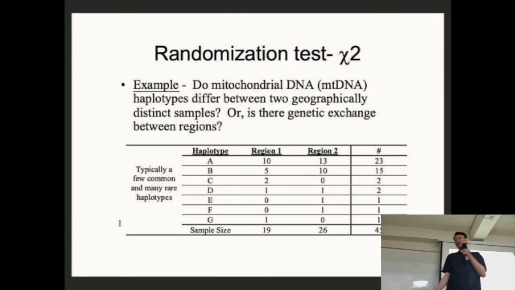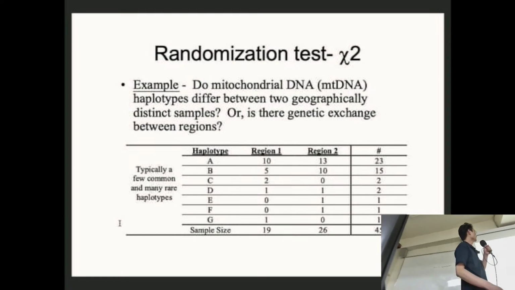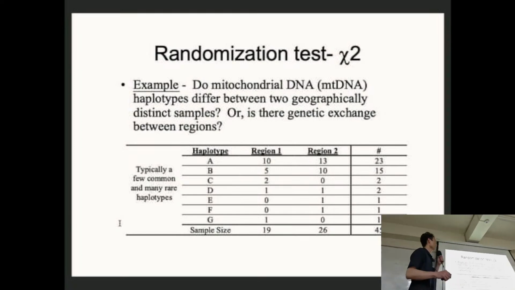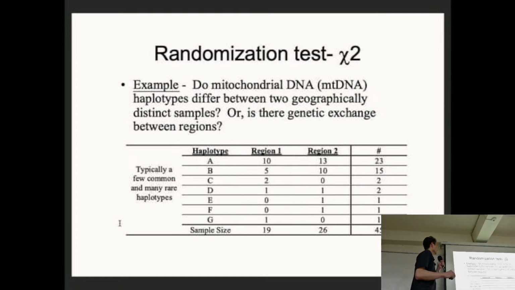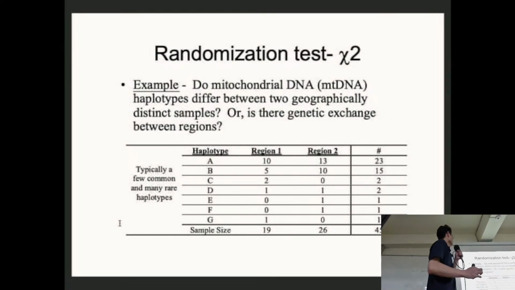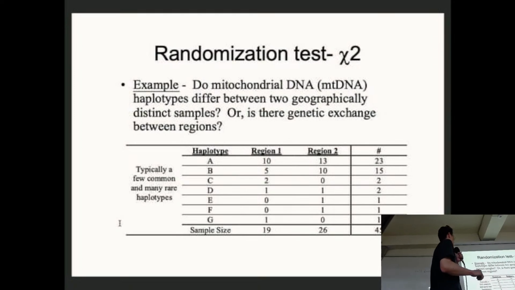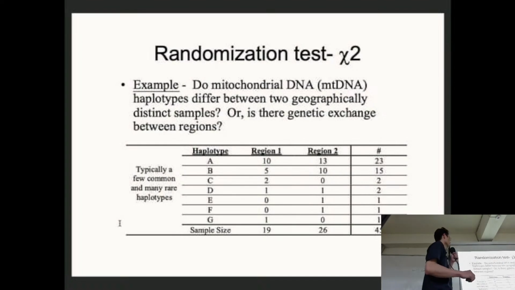Okay, so in the following, I'm going to give more examples. Okay, so we talked about the ANOVA F test. This example is for a randomization test for chi-square. Okay, chi-square. So these are some very typical data for population genetics. Okay, population genetics.